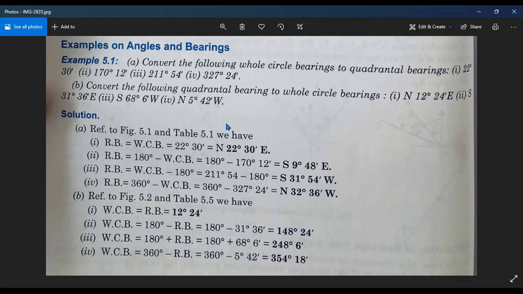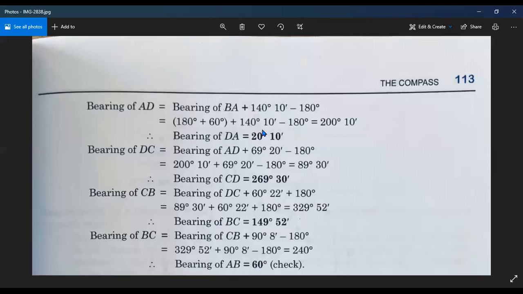Okay, this is how you should convert whole circle bearing to quadrantal bearing system and quadrantal bearing system to whole circle bearing system. Okay. So now we will take up the example where we will be calculating the angles using the bearings, or bearings using the angles.